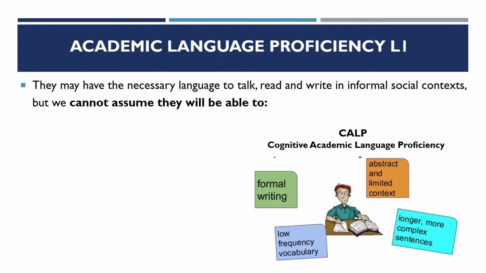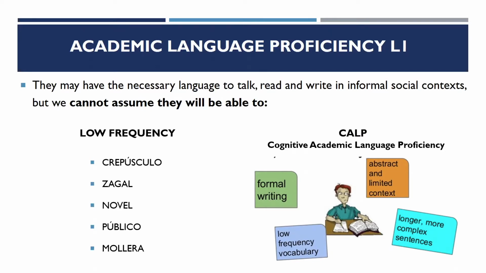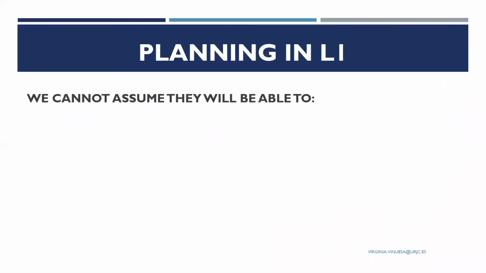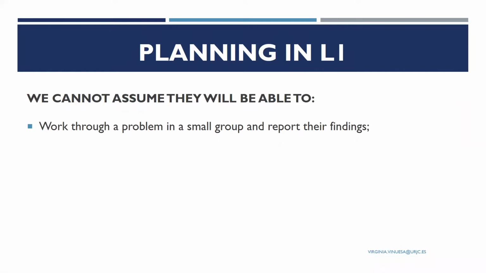So I showed you an example before about high frequency words like niño, tarde, cabeza, etc. But sometimes, do they really know words like crepúsculo, zagal, novel, mollera? They might not know that. And sometimes we assume that when we plan in the L1, we're not going to have any problems. And there are many things we have to take into consideration. So we cannot assume that they will be able to work through a problem in small groups, or perhaps they are not able to report their findings or what they do in an oral presentation.